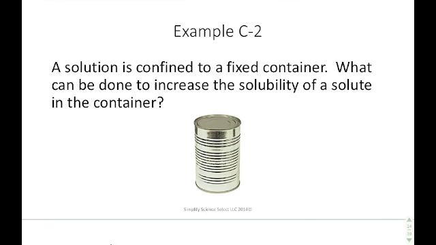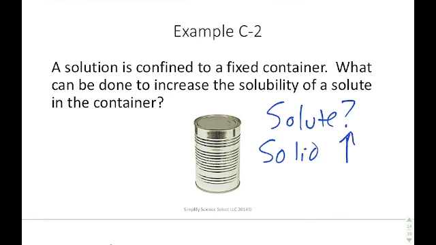A solution is confined to a fixed container. What can be done to increase the solubility in this particular container? So if you're to look, there's a couple of things, and it matters. Number one, you have to define the solute. What is the solute? Because it matters. If the solute is a solid, there's a couple of things you can do. You could increase the temperature, okay, but that would be kind of tough because the can could expand and then potentially break.